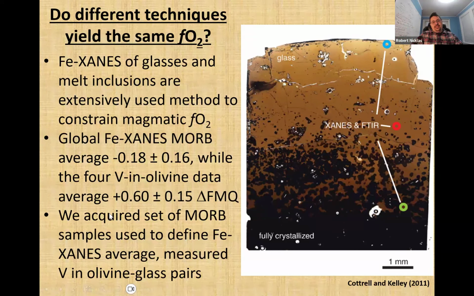So to rectify this, more recently, we acquired a set of MORB samples from the Smithsonian in Washington, D.C., including MORB that was used to define the XANES average, and we measured the concentration of vanadium in olivine-glass pairs to try to determine their oxygen fugacity and see if we could match our method with the more conventional method.